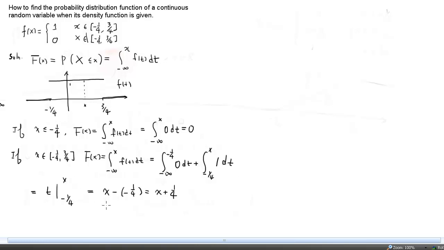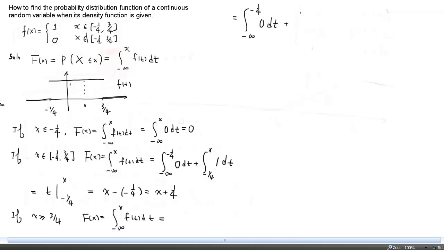Now, if x is beyond this interval, if x is bigger than or equal to 3/4, what's going to happen? Then we have F of x, and we actually have 3 segments. Let's copy this definition one more time to get familiar with this formula. First, from negative infinity to negative 1/4. Now x is somewhere over here, so we have this segment and this segment. Within the first interval, your little f of t takes 0 value.